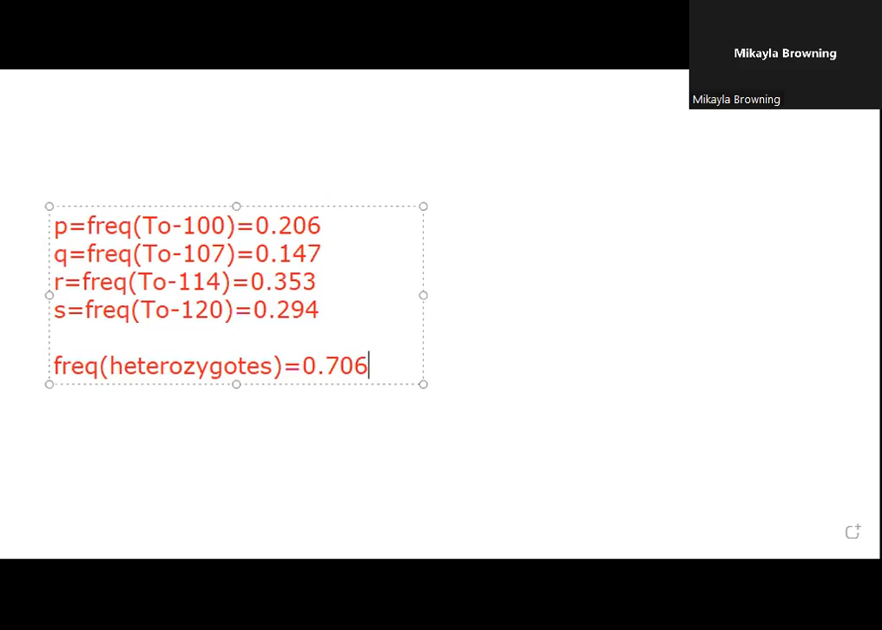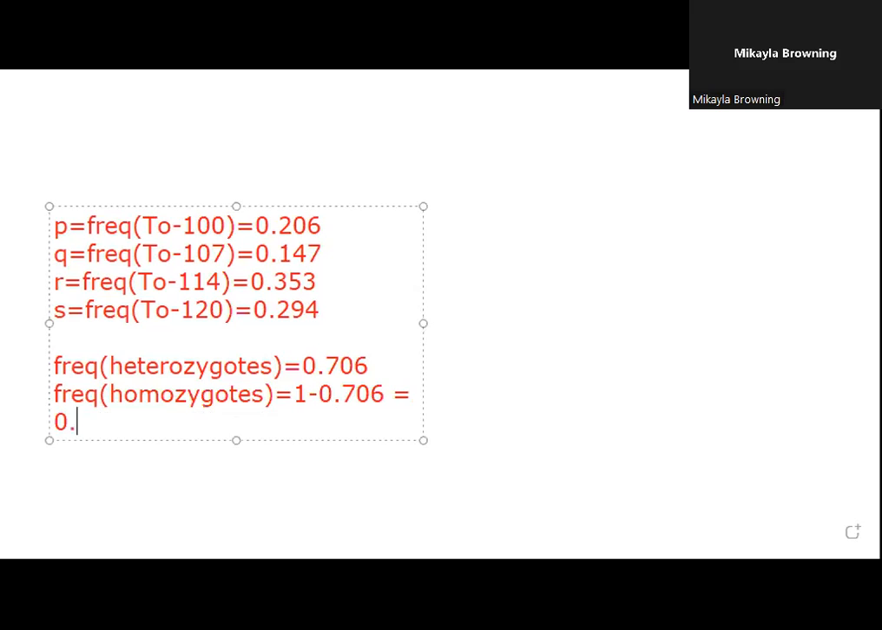The easiest way to do this is to remember that since every starfish is either heterozygous or homozygous, the frequencies of both have to add up to 1. So the frequency of the homozygotes is equal to 1 minus the frequency of the heterozygotes. So that's going to be equal to 0.294, right? Yes?